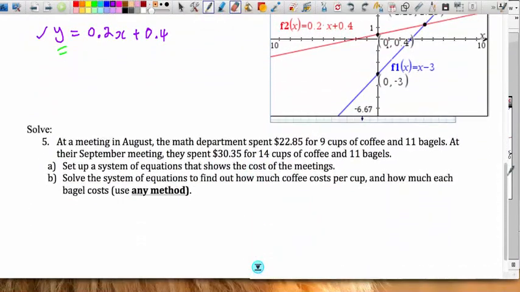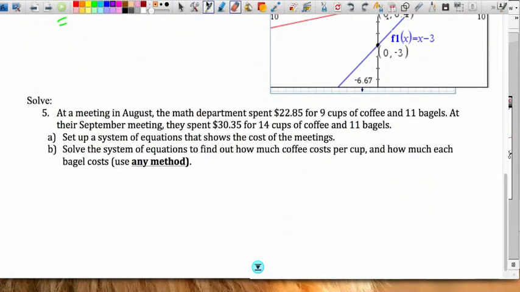Okay, and now let's move to our last example, which is a word problem. This can be solved using any one of the methods above. The hard part of this, of course, is you need to set the equation up yourself. And so what we have is an August meeting of the math department. They spend $22.85 for 9 cups of coffee and 11 bagels. We then move on to the month of September. They spend $30.35 for 14 coffees and 11 bagels.